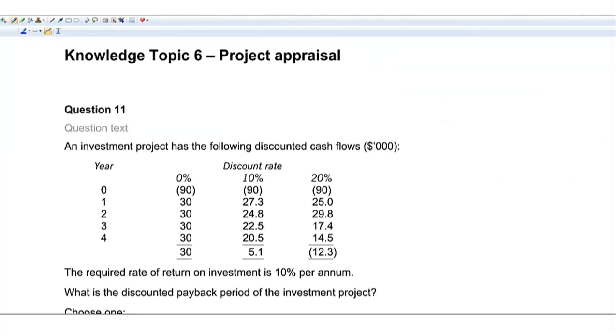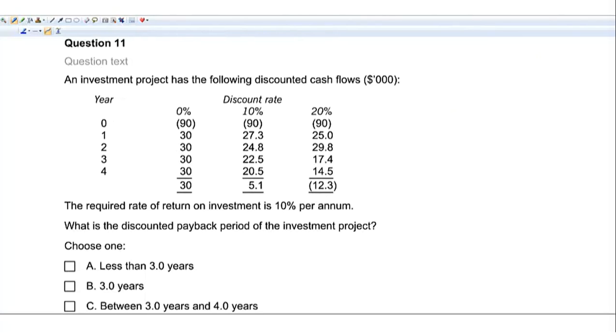Knowledge topic 6 looks at project appraisal. There are a number of different investment appraisal techniques that we cover in F2, one of them being payback. And question 11 asks you to calculate the payback period of a project. It actually asks you to calculate what we call the discounted payback period. So again, if we look at the requirement firstly here, it says what is the discounted payback period of the investment project. The discounted payback period needs to be based on discounted cash flows.